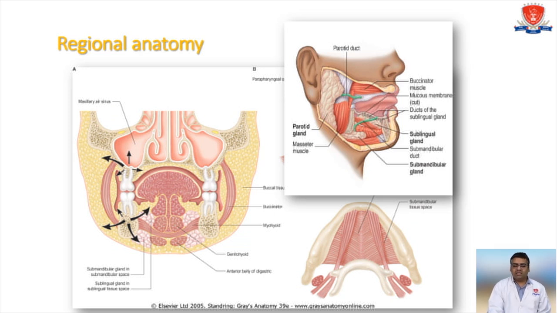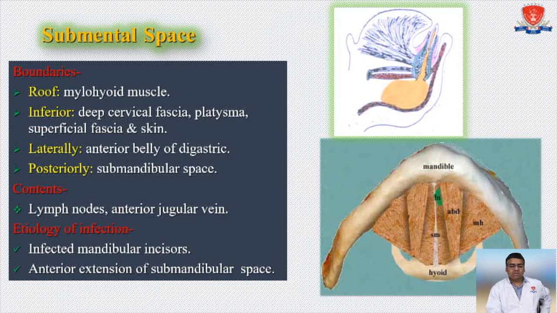This is the regional anatomy of the head and neck, where the parotid gland, buccinator muscle, mucosal membrane, and duct of the salivary glands are all present. In the lower mandible, we have muscles and teeth. Ludwig angina comprises three spaces. First is the submental space. Boundaries: roof, mylohyoid muscle; inferiorly, deep cervical fascia, platysma, superficial fascia, and skin; laterally, anterior belly of digastric; and posteriorly, the submandibular space.